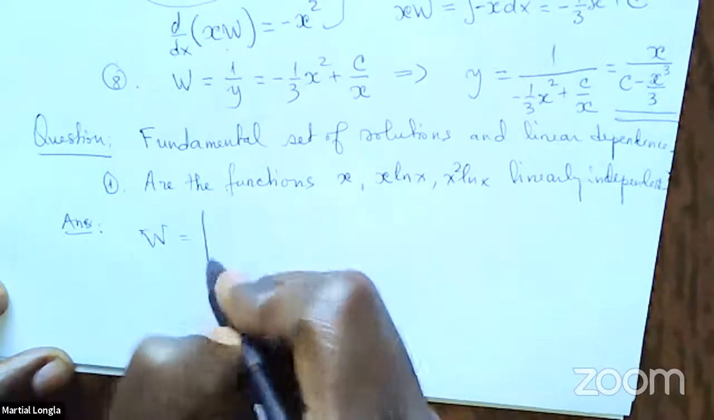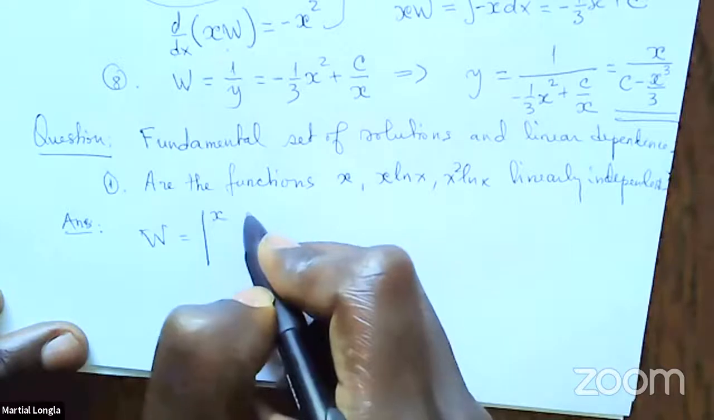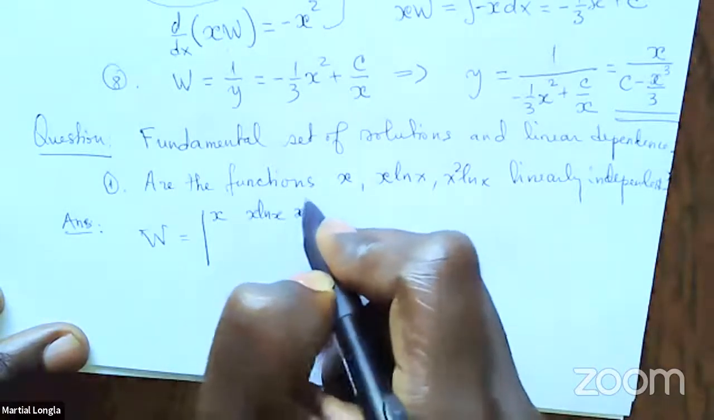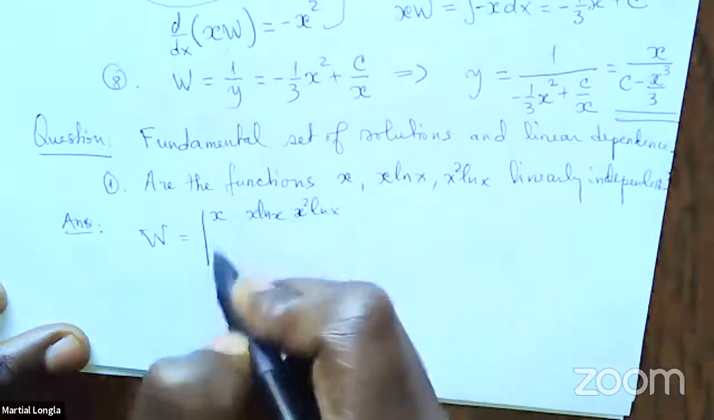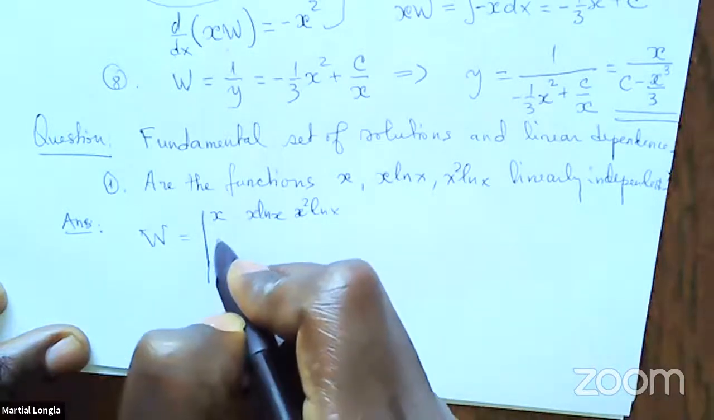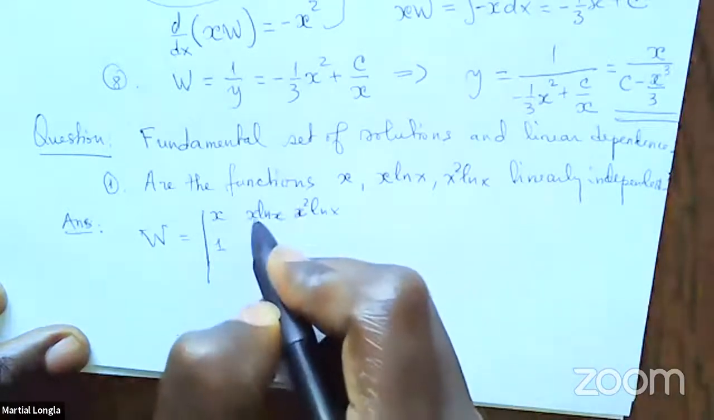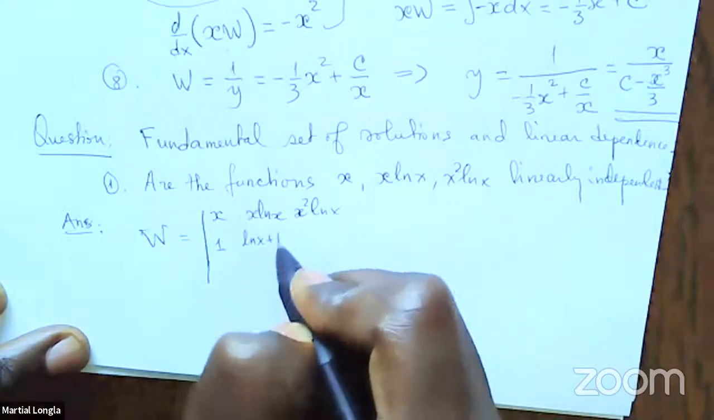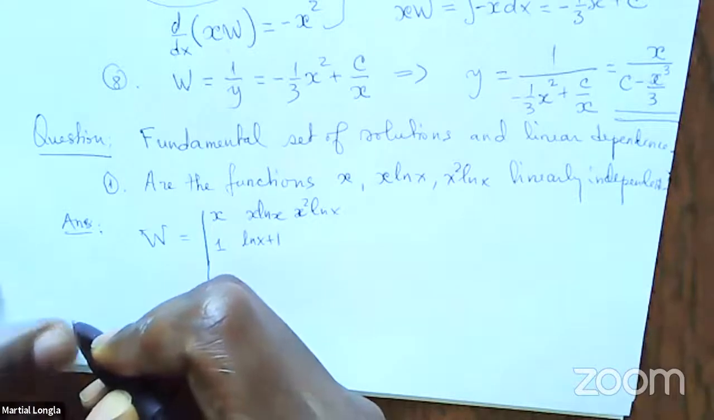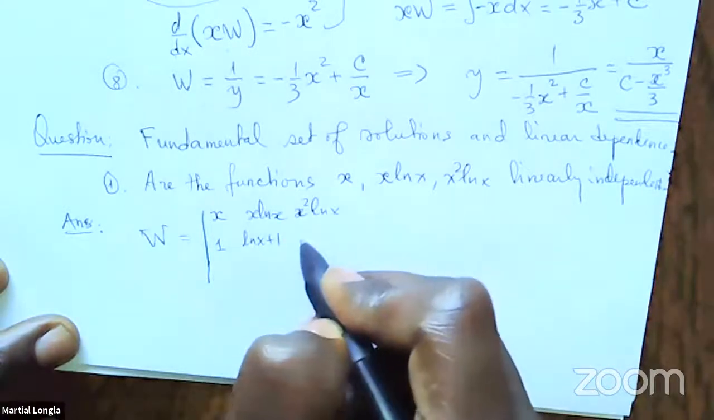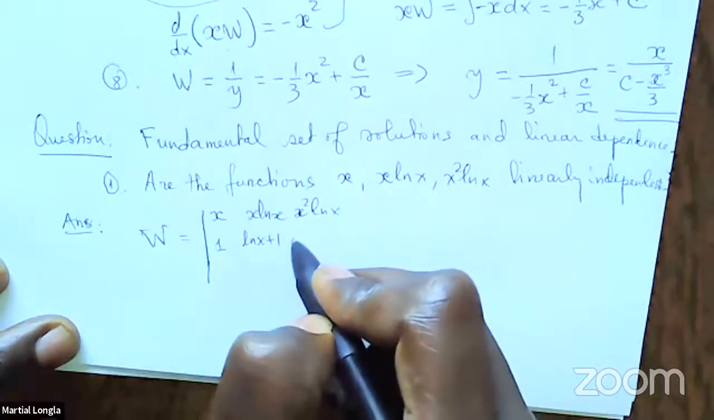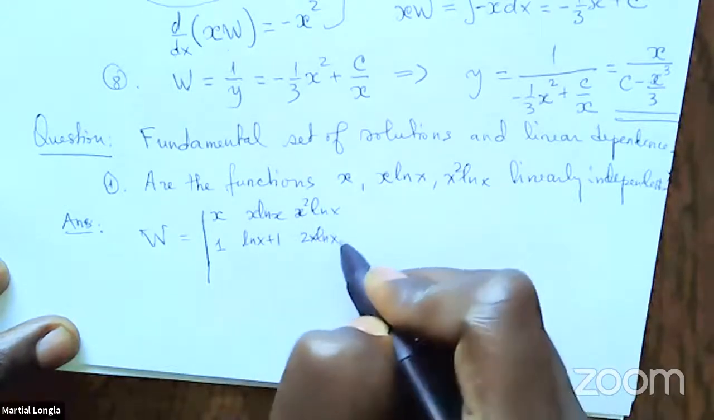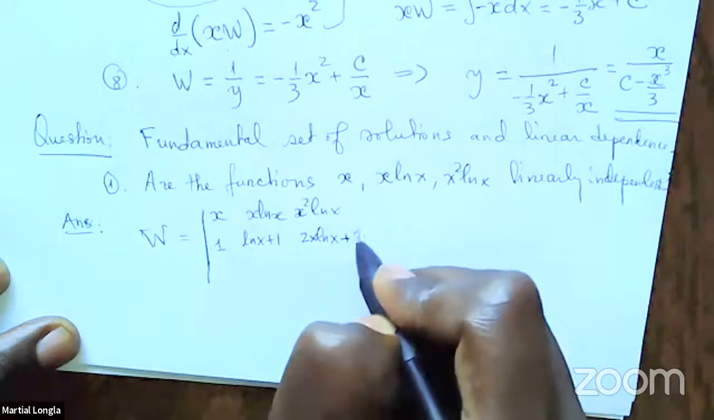So W is, you got x natural log of x, x squared natural log of x. The derivative of x is 1. The derivative of this is natural log of x plus 1. The derivative of that is 2x natural log of x plus x.